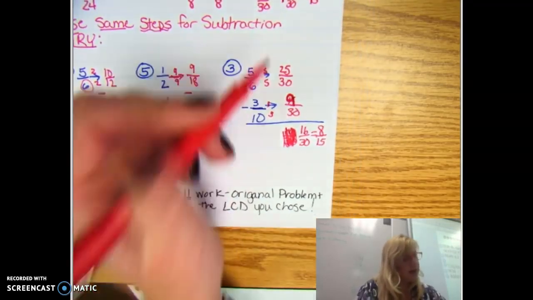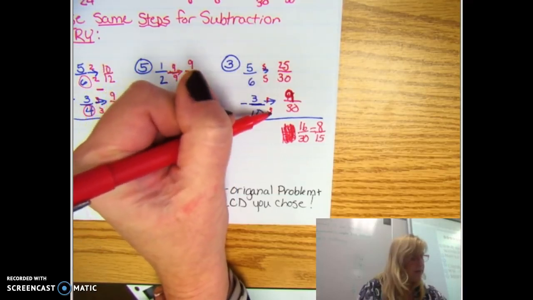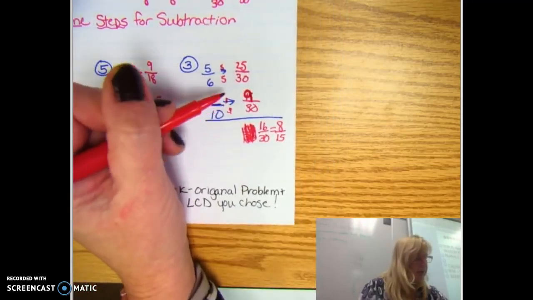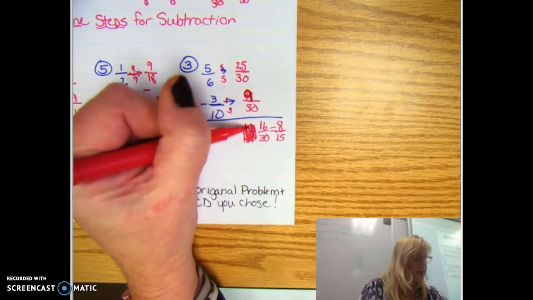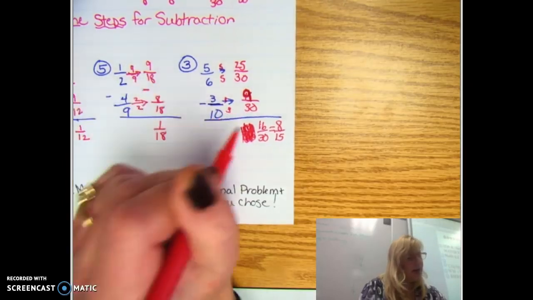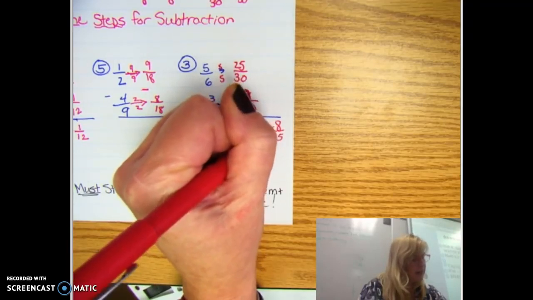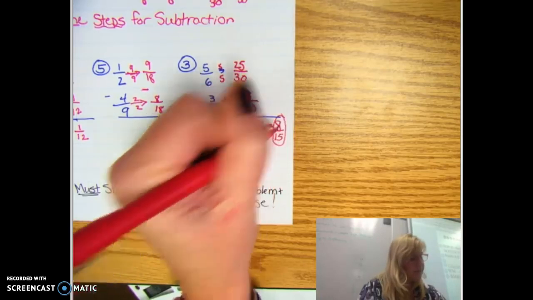Number 3, I multiplied the top by 5 over 5 and the bottom by 3 over 3, much like we did up here. And I ended up getting 25 minus 9, which is 16/30. Couldn't read my writing there. And then I reduced it. I divided the top and the bottom by 2, so I got an 8/15.